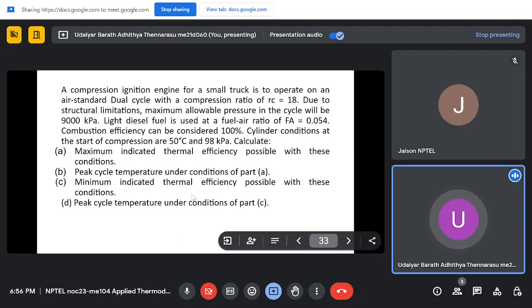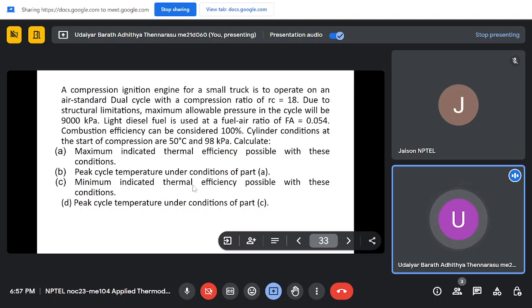So now we'll move on. We'll see a dual cycle. A compression ignition engine for a small truck is to operate on an air standard dual cycle with a compression ratio of 18. So the compression ratio is given as 18, and the engine is working on an air standard dual cycle. Due to structural limitation, the maximum allowable pressure in the cycle will be 9000 kilopascal. So we are limiting it to 9000 kilopascal.